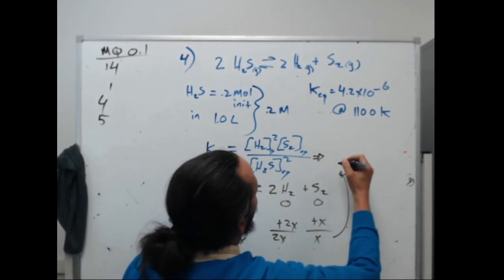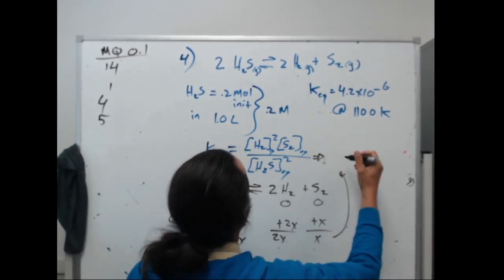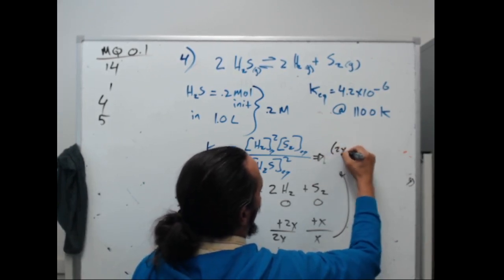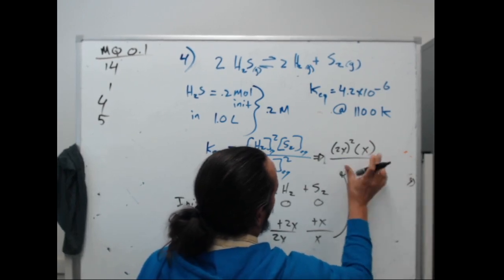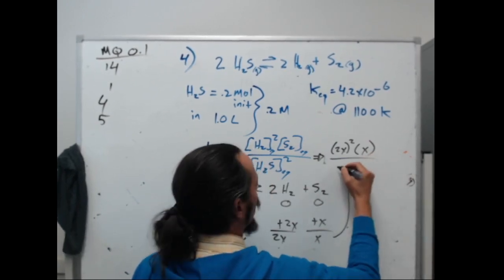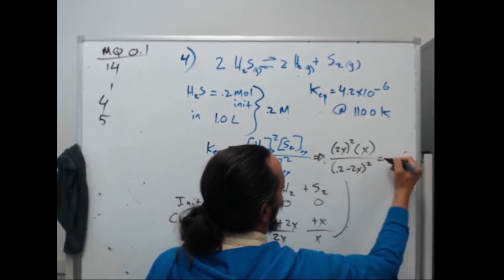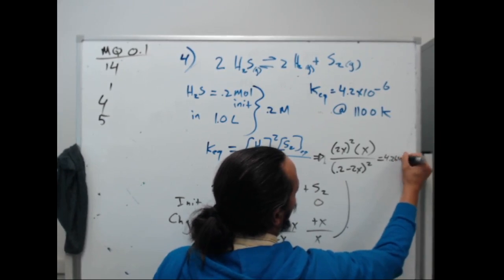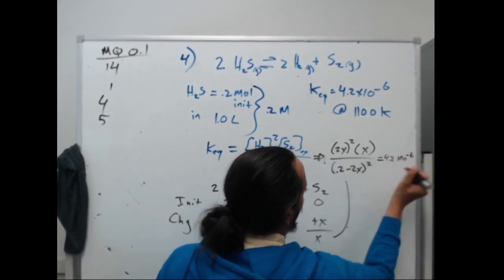I can plug these in. I don't have enough space here, but I'm going to go ahead and try to squeeze it in. I'm going to have 2x squared, I'm going to have x, and I'm going to have 0.2 minus 2x squared equals 4.2 times 10 to the minus 6.